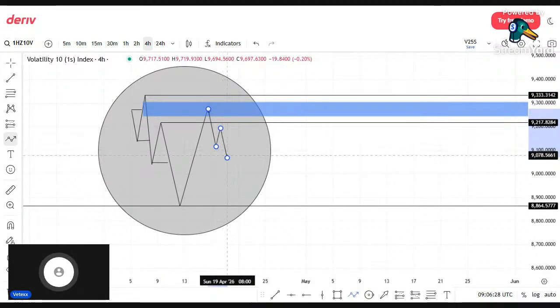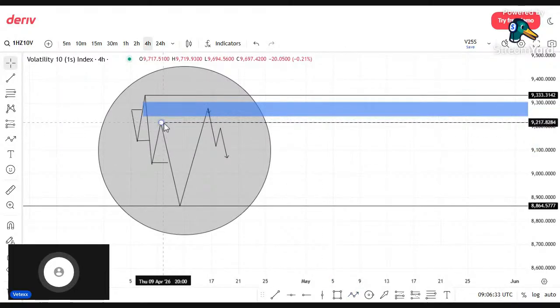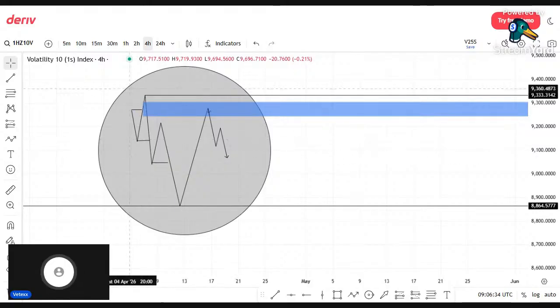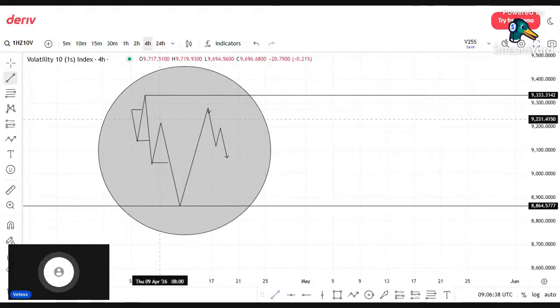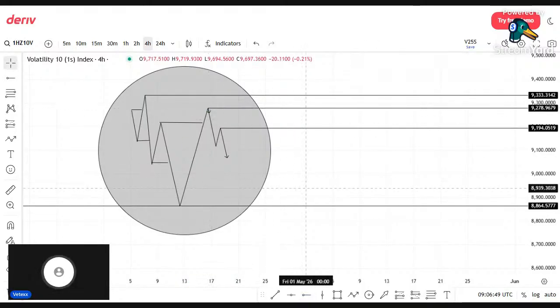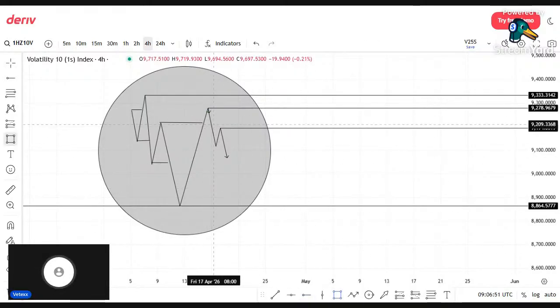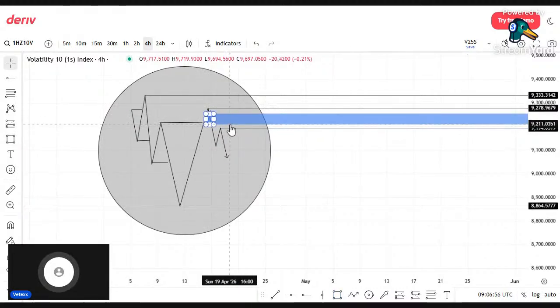So you wait for this structure like this to form. And once this structure forms, you now have your new what? You now have your new sweep of liquidity, which is going to be this. And then your structural liquidity is going to be this, and then this becomes your new point of interest, and this here becomes your protected, and this becomes your new point of interest.